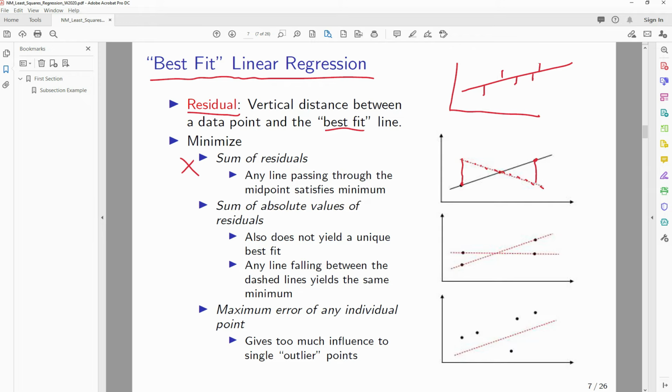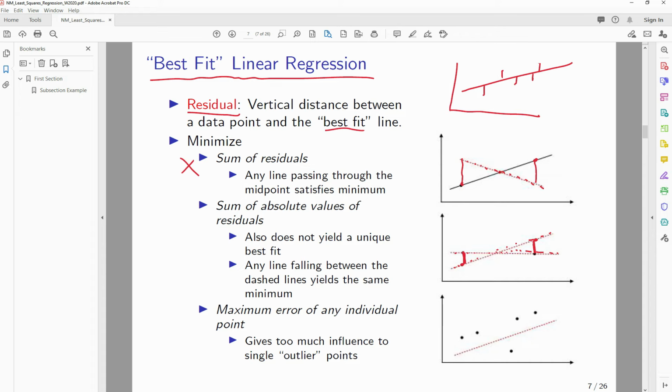So that's no good. Well, what about the sum of absolute values of residuals? Well, this is also not going to yield a unique best fit line. So for example, let's take a look at this candidate line right here in dashed red. Of course, I have a 0 residual here and a 0 residual here, but I have this vertical distance right here and this vertical distance right here. Sure, that's going to be some sort of value. But if I take a look at another candidate line right here, I'm going to be left with the exact same sum of absolute values of residuals, this distance and this distance.